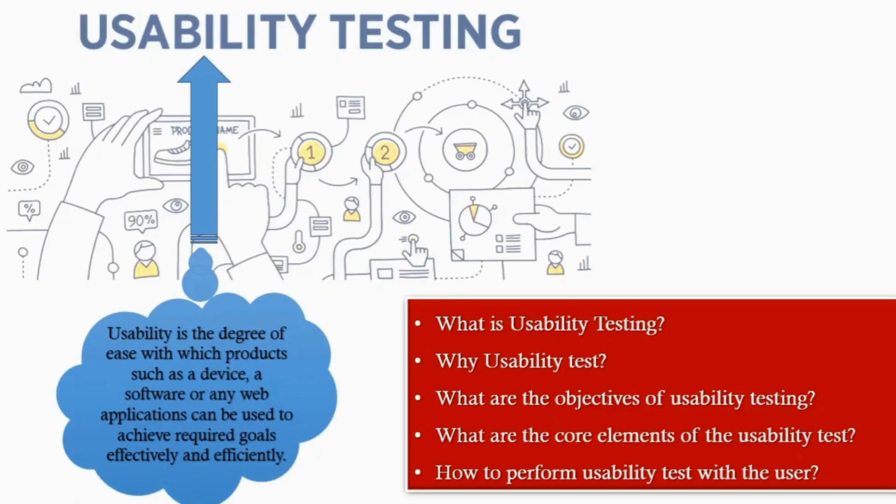So what is usability? Usability is the degree of ease with which products, such as a device or software or any web application, can be used to achieve required goals effectively and efficiently. So in simple terms, we can say that usability is how easily you can use the product.